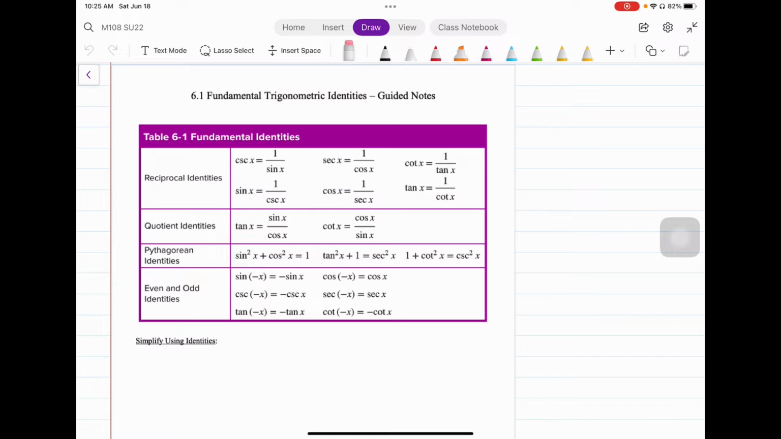We then looked at the different even and odd properties. Cosine and its reciprocal were even. So cosine and secant were even, and then the other four functions were odd.